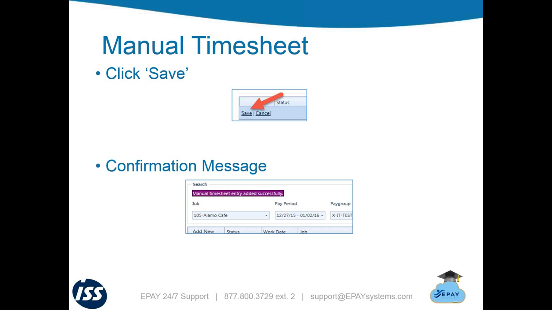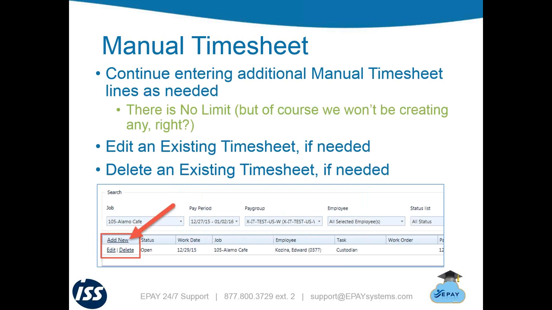And at that point, you know that your work is saved and you can proceed on as needed. You also have the opportunity at this point to continue entering additional manual timesheet lines as needed. There is no limit, but as I put out there, there really is not going to be a need for this, because we're not going to be creating manual timesheets. We're going to correct the issues before they get to this point of having to create a manual timesheet.